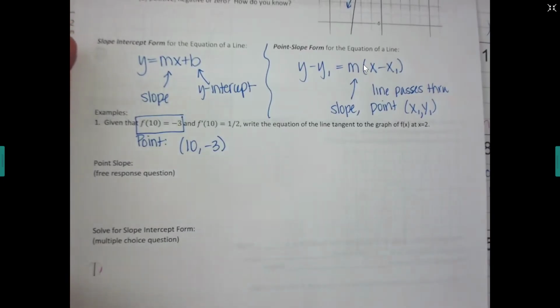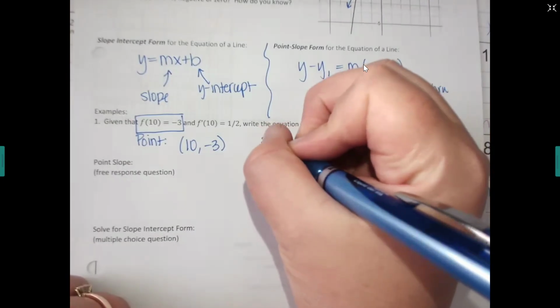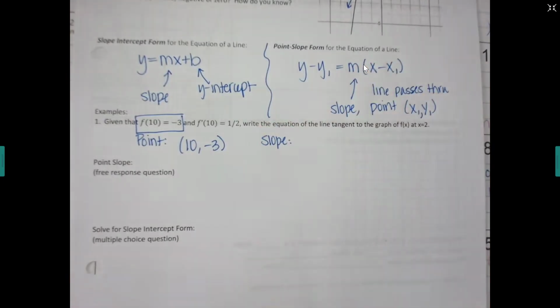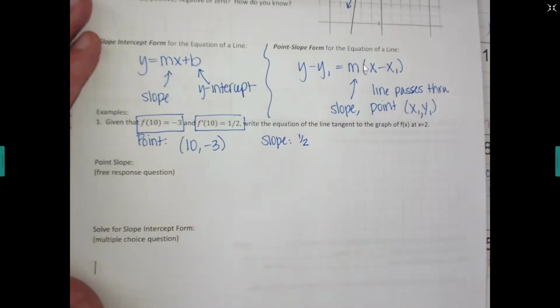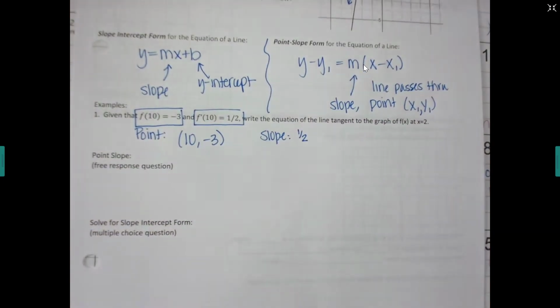The second thing that I need is the slope. And remember that for a slope, we learned last time, okay, that f prime is the equation for slope. And they're telling you the answer right here. What is f prime of 10? 1/2. Very good. So then using those ingredients, you're going to write your equation of your tangent line. I cannot start with y equals mx plus b because I don't know the y-intercept, so I'm going to start here. So here's how we're going to write it.